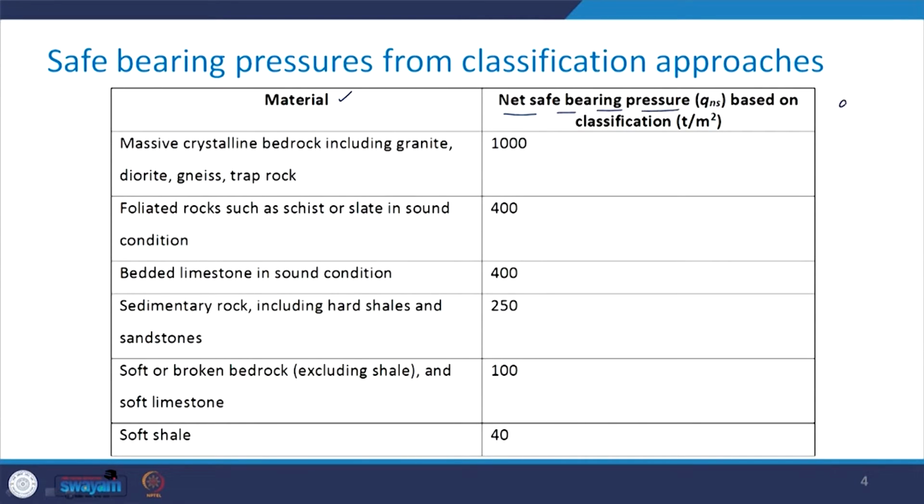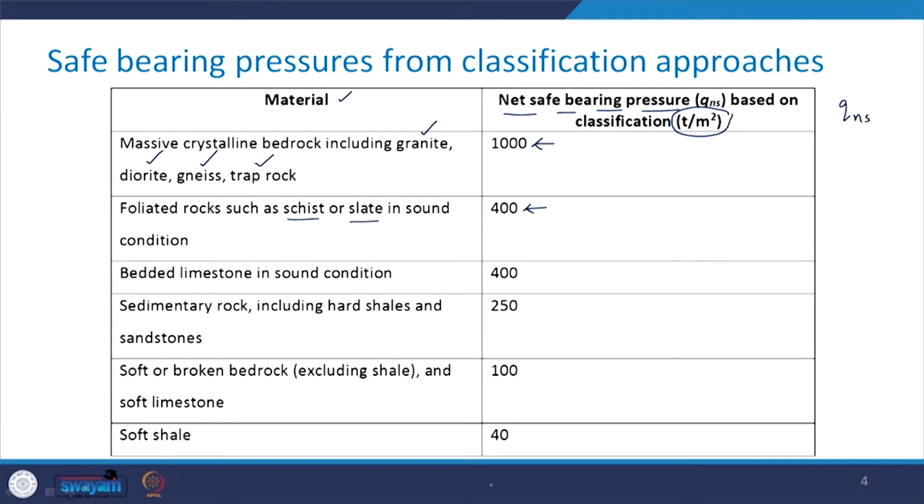The table here shows various materials and the corresponding value of net safe bearing pressure, which is represented as QNS, and these values have been given in ton per meter square. In case you have massive crystalline bedrock including granite, diorite, gneiss or trap rock, your net safe bearing pressure can be taken as 1000 tonnes per meter square. The second case deals with foliated rocks such as schist or slate in sound condition, and the corresponding value can be taken as 400 ton per meter square.